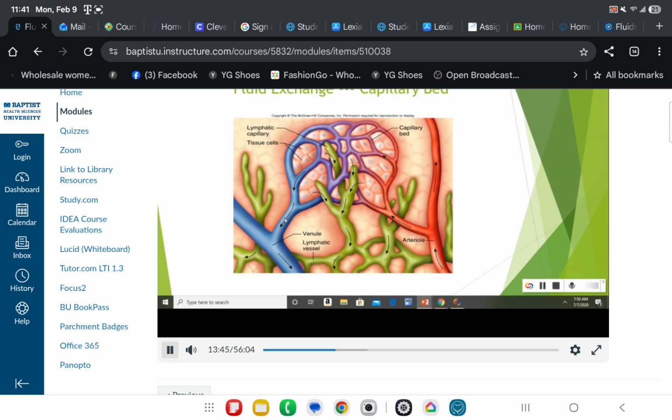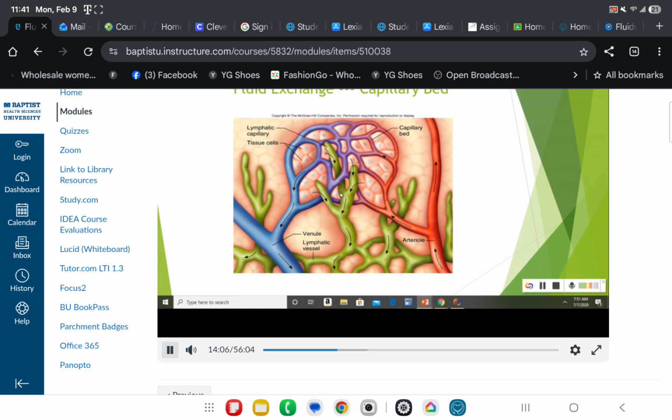Then on the venous end, you're going to have reabsorption. Reabsorption basically is saying that it's going to reabsorb any excess fluid in that tissue space. So reabsorption says you're pulling the fluid back inside of the actual capillary, so you won't have a buildup of fluid here.